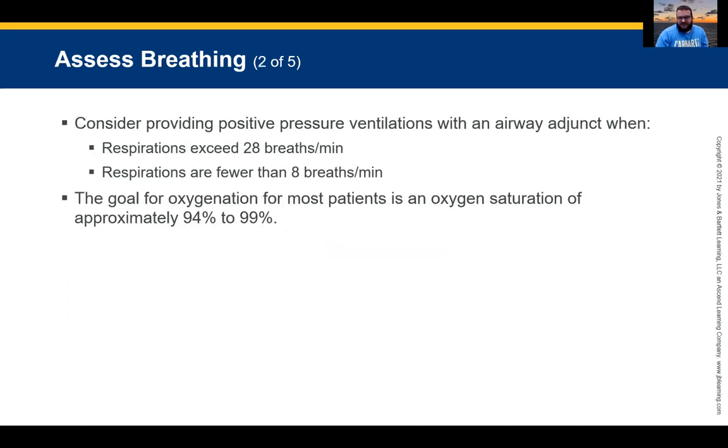All right. Positive pressure ventilation should be performed with patients who are not breathing or whose breathing is too slow or shallow. Read yours on the screen and we'll give y'all some information though. If the patient is breathing adequately but remains hypoxic, administer some oxygen. The goal of oxygenation for most patients is an oxygen saturation of 94 to 99%. Okay, that's what we want. We want to see them at 94 to 99.